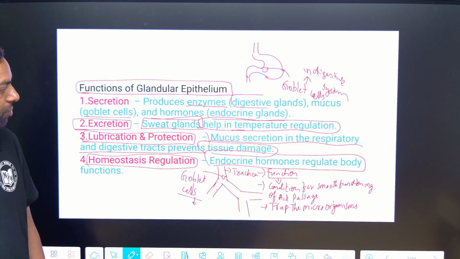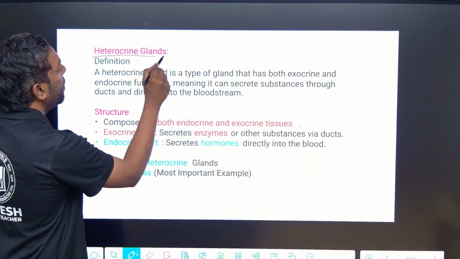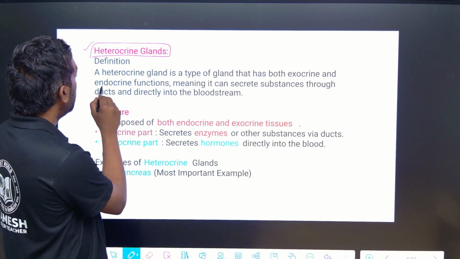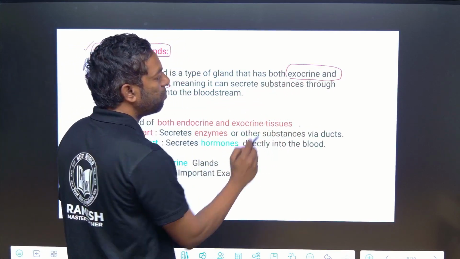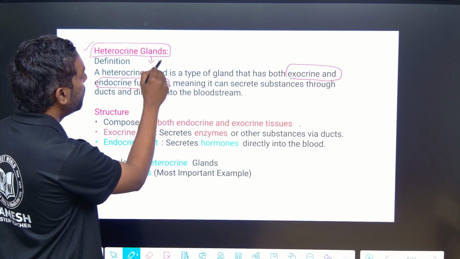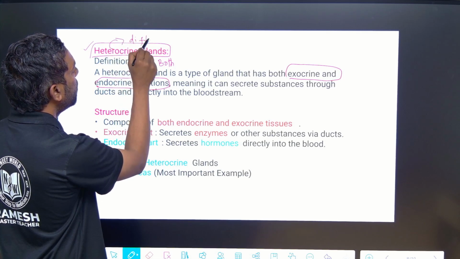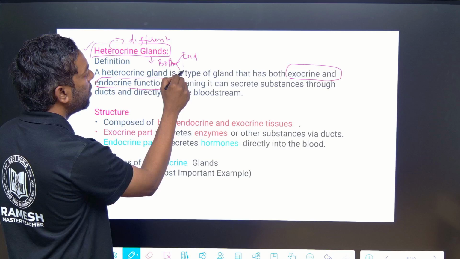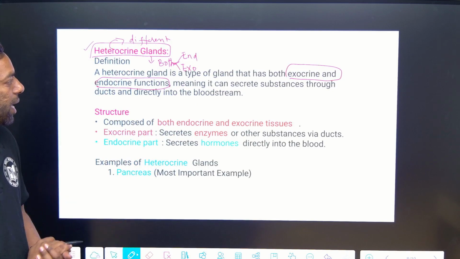Next, heterocrine, this is most important guys. Definition of heterocrine: there is an endocrine function and as well an exocrine function, both together form heterocrine. Hetero means different, both endocrine and exocrine, called heterocrine. It has both characters.